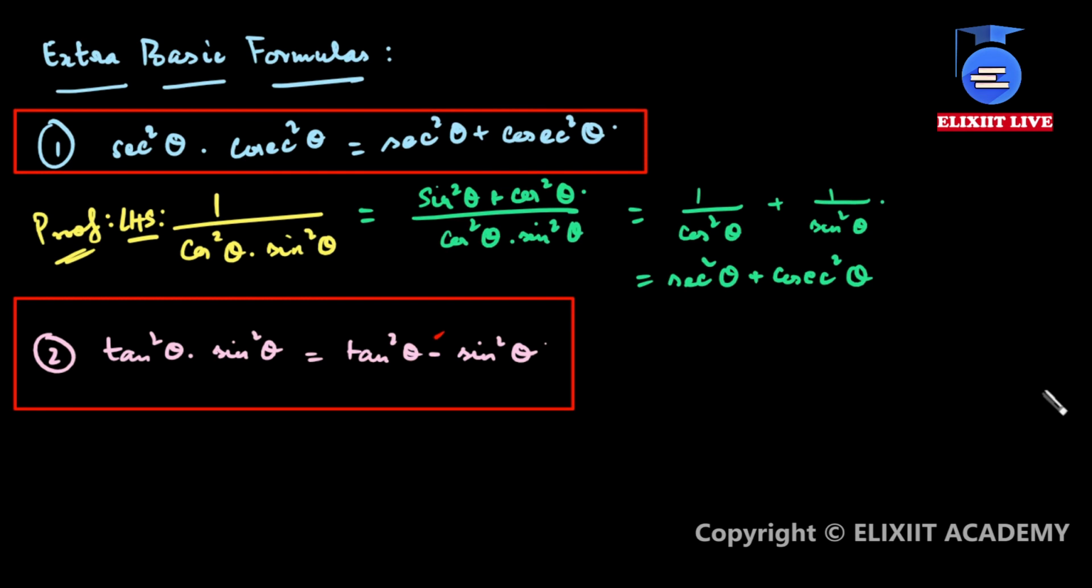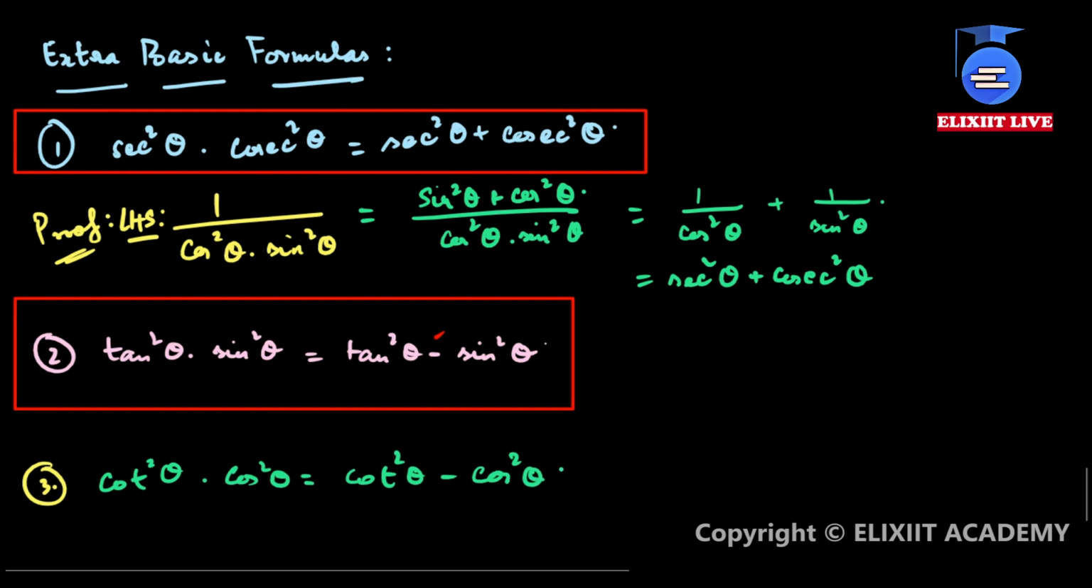Last one. Third formula. Sec cosec is done, tan sine is there, and one more was there. Cot and cos. Difference of cot and cos. Cot square theta into cos square theta is cot square theta minus cos square theta.